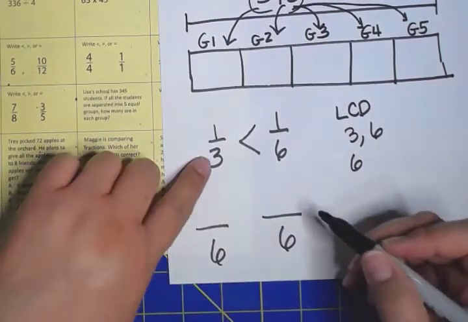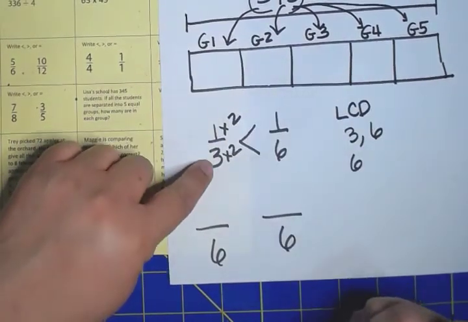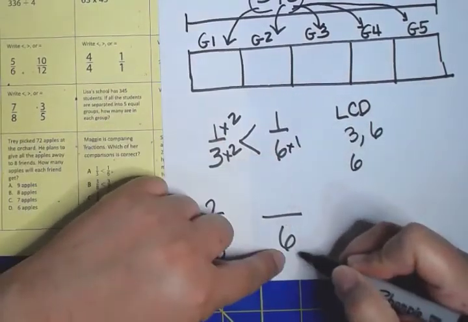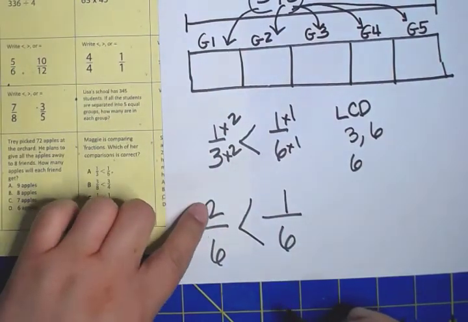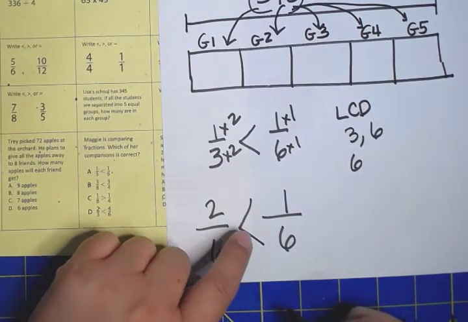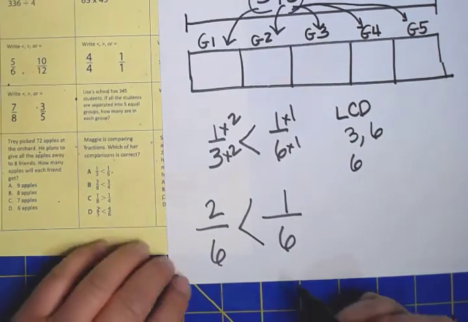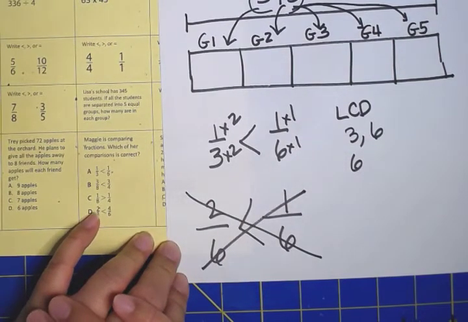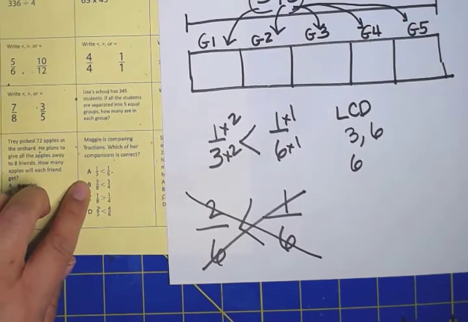Time to ask, 3 times what equals 6? And whatever you multiply on the bottom, you multiply on the top. 6 times 1 equals 6, so 1 times 1 equals 1. Is 2/6 less than 1/6? No, it is not. So that fraction is not correct. So you would do the same thing to B, C, and D until you find the fractions that are compared correctly.